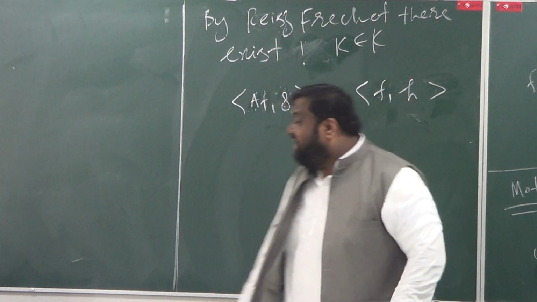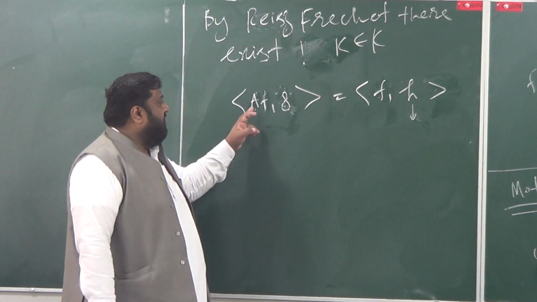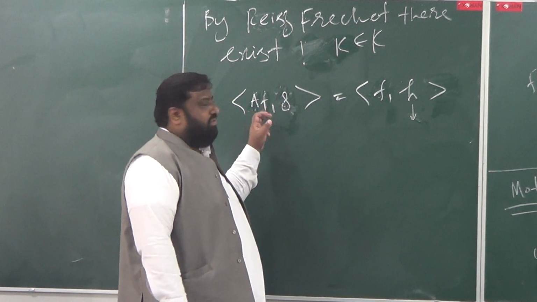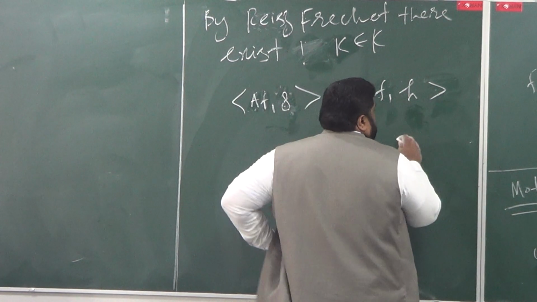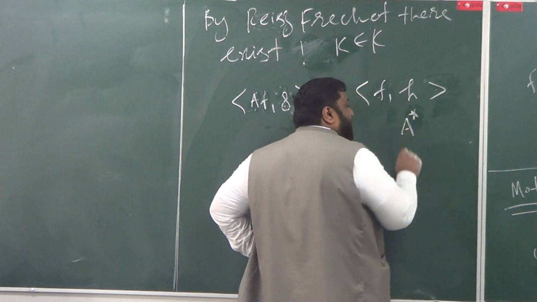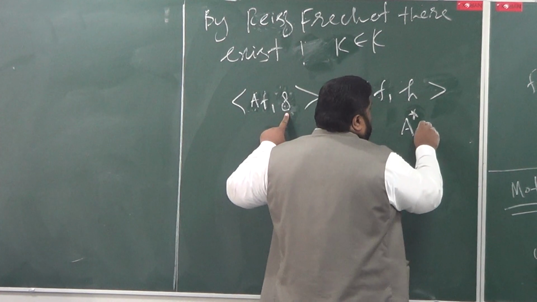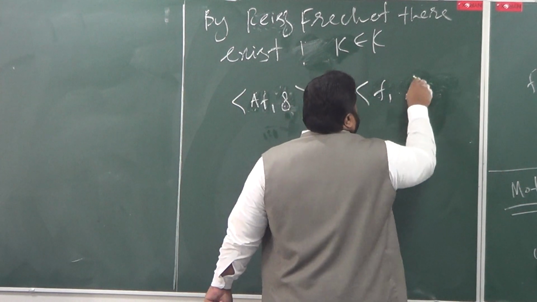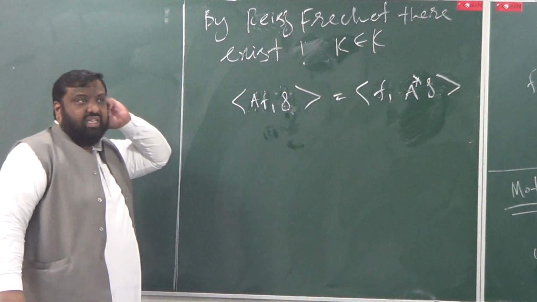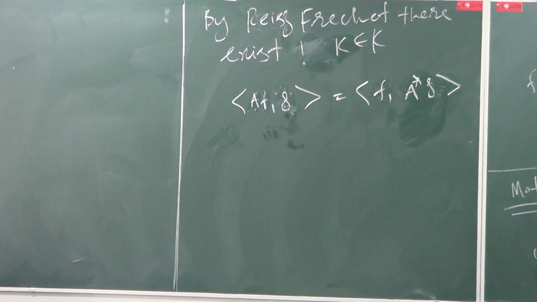But I can make this h more explicit. This element is dependent on the operator A. Because of the operator A, this element exists, so it depends on the operator A. Let's give it a name, A star, but it also depends on G. So let's call it A star G. So I'm denoting this element by A star G, where A star is an operator which takes values from K and throws them into H.